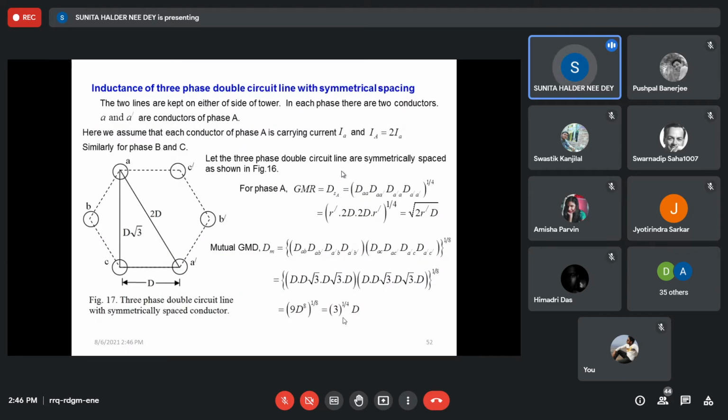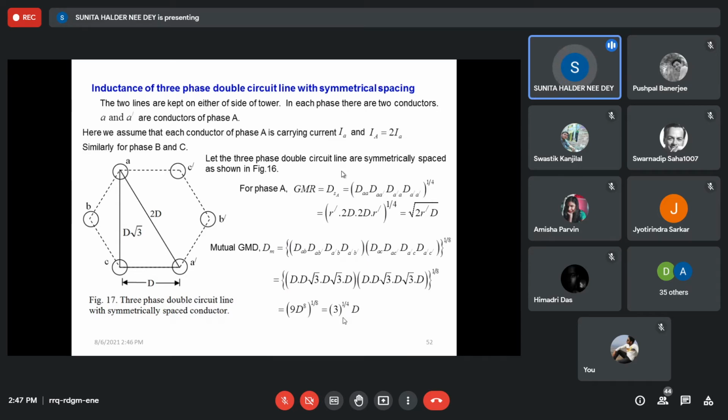Now, if you want to find the inductance of a double circuit line, then obviously there is a question of position. Double circuit line means two conductors per phase, so for three phase there will be six conductors. Then how will they be spaced? They may be spaced symmetrically. If they are symmetrically spaced, then the six conductors should be placed at the vertices of a regular hexagon, right?